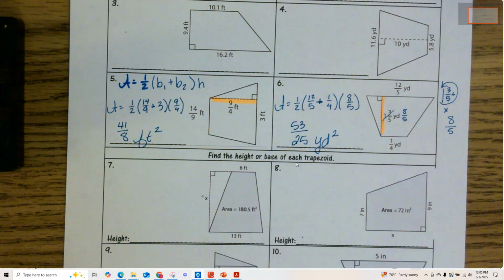Again, make sure you're keeping up with your notes. That's where all your formulas are. You will not get a formula cheat sheet because you should have your notes all filled out. Okay?